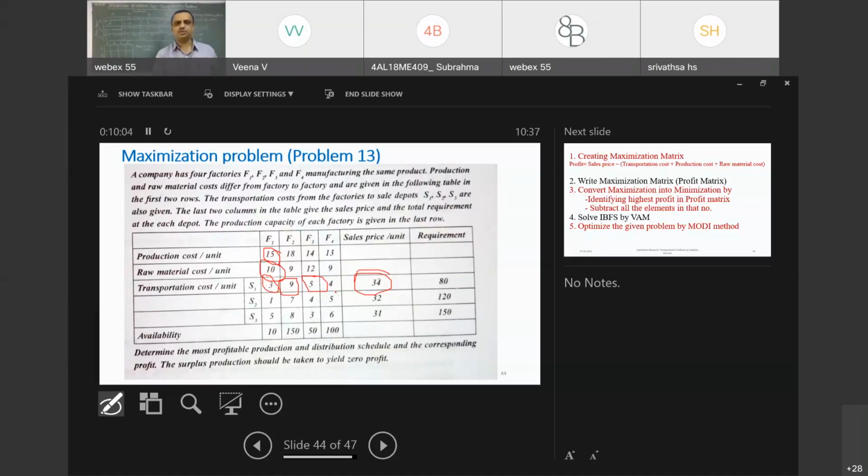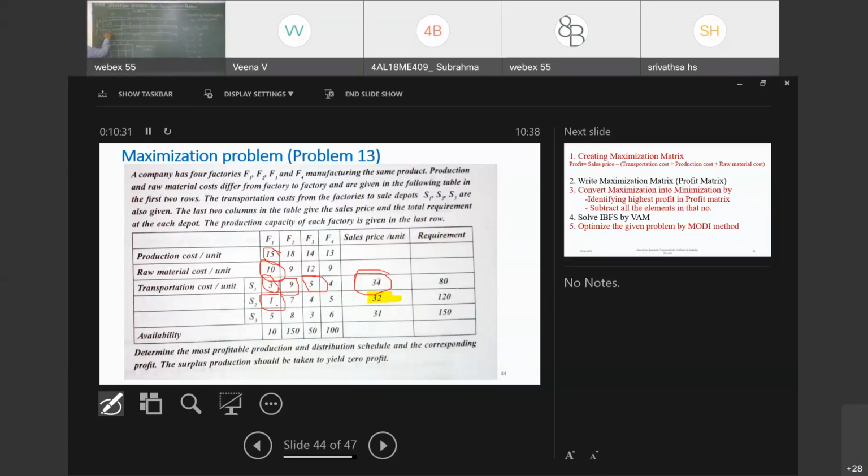And for the second row, you need to consider 32 as the sales price. So for this cell, 32 minus 15 plus 10 plus 1.